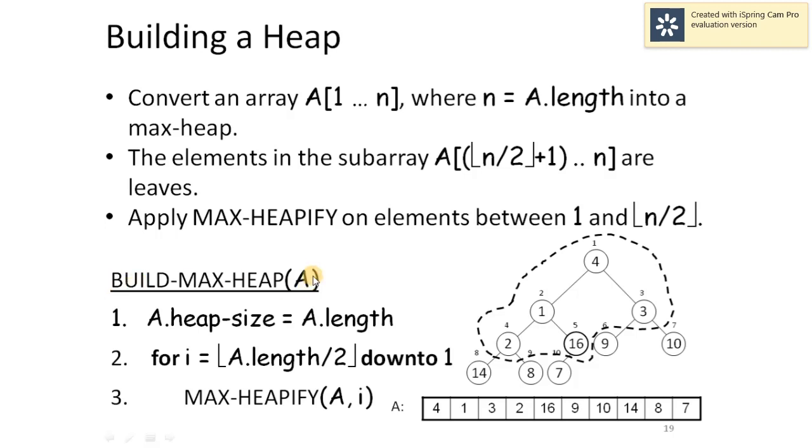Build max heap is going to accept an array A. Since we are starting with the process of making a heap, the heap size has to be initialized with the length of the array, because we are going to convert the complete array into a heap. So heap size will be equal to length, and I simply execute the max heapify function from length of the array by 2 down to 1.